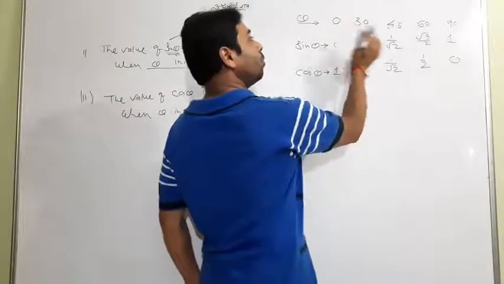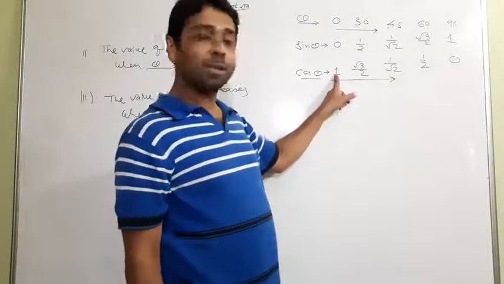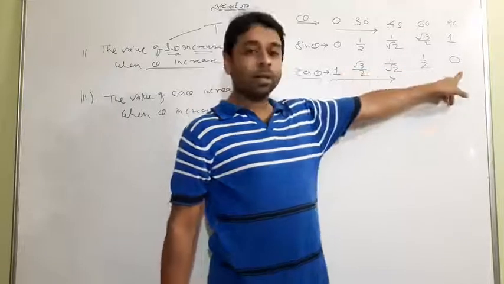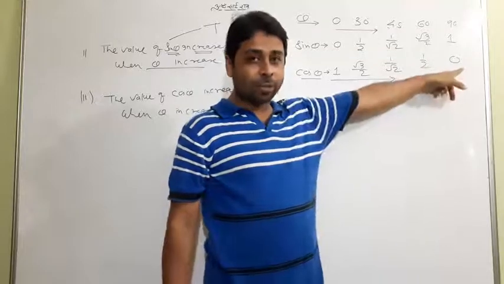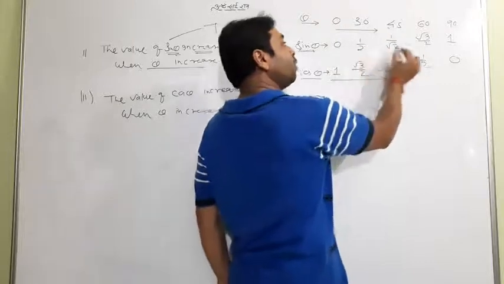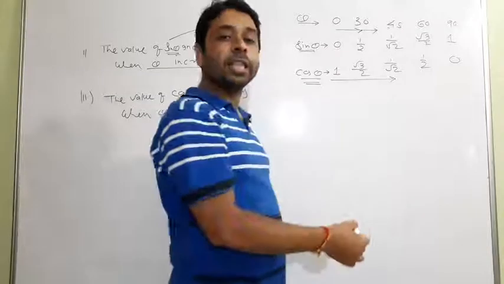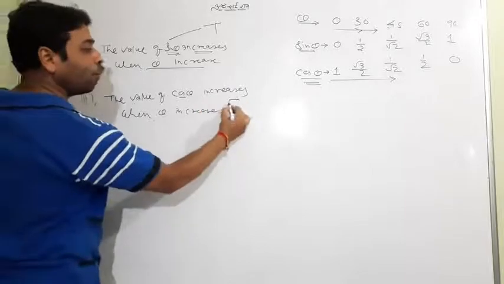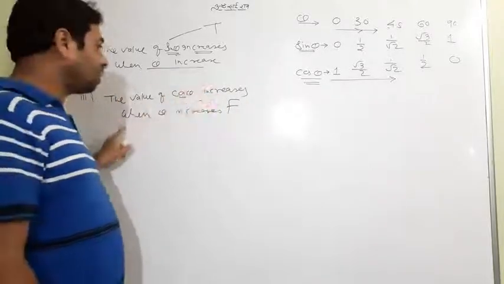Whereas in the second question, when theta increases, the cos value decreases. Why? Because it begins at 1 but ends at 0, meaning the biggest value is 1, and then it slowly decreases and ends with 0. So when theta increases, sine also increases, but cos decreases. So the second sentence, the value of cos theta increases when theta increases, is a false sentence. What is the true sentence? The value of cos theta decreases when theta increases.